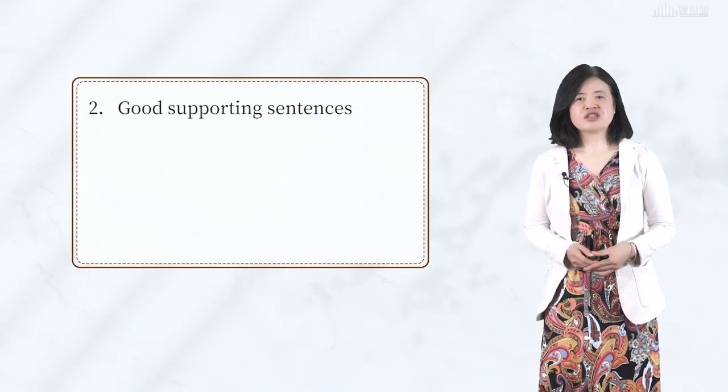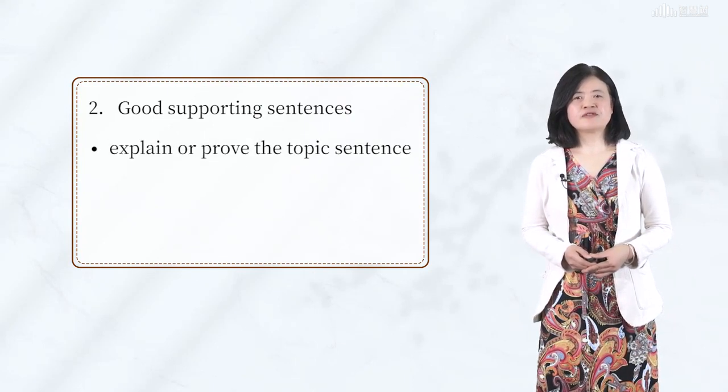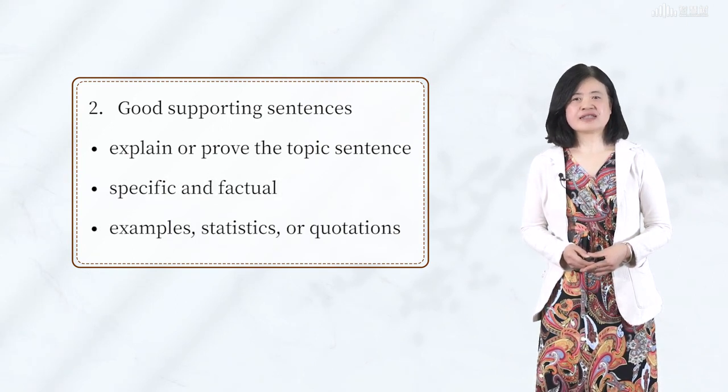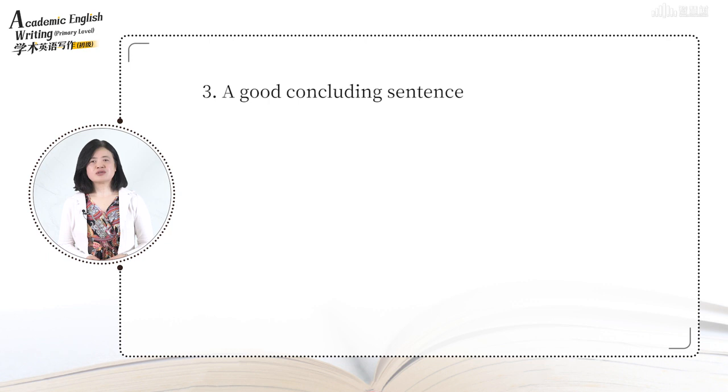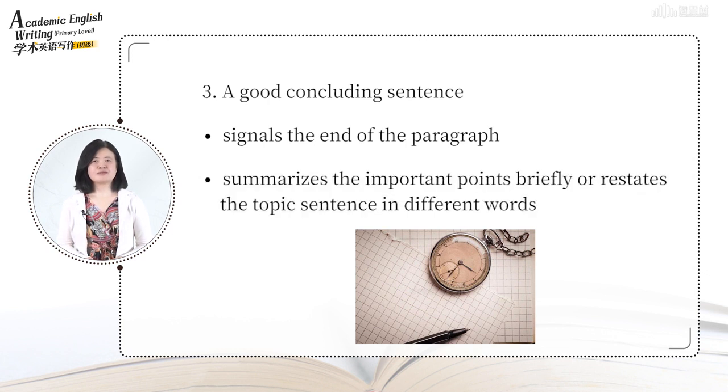2. Good supporting sentences. Good supporting sentences explain or prove the topic sentence. They are specific and factual. They can be examples, statistics, or quotations. 3. A good concluding sentence. A good concluding sentence signals the end of the paragraph. It summarizes the important points briefly or restates the topic sentence in different words. Please note that what we've talked about only applies to body paragraphs. The introductory and concluding paragraphs are written in different ways.